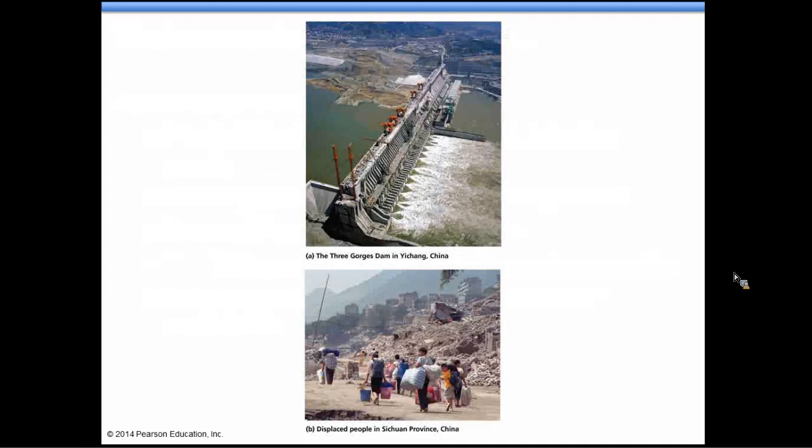Here's the Three Gorges Dam in China. It's actually quite large. And then we have a picture in the bottom here of displaced people. They really did uproot 22 cities, nearly 1.5 million people, and so you've got to get out. We got a dam here.